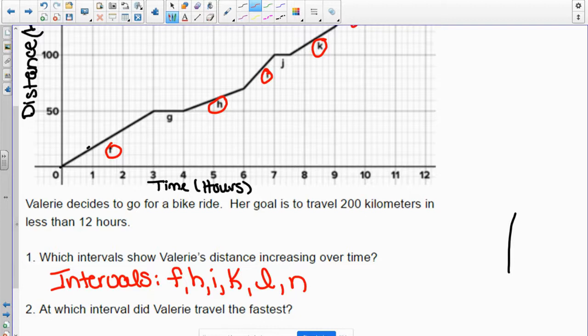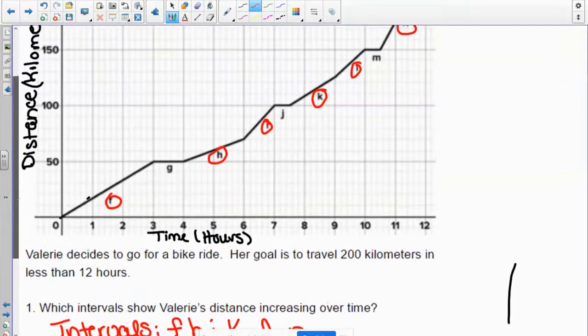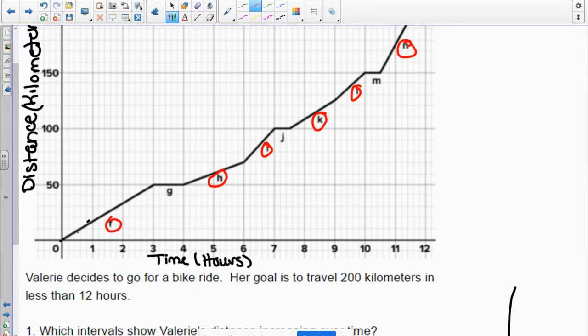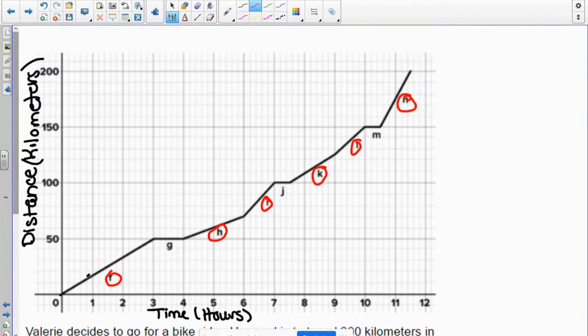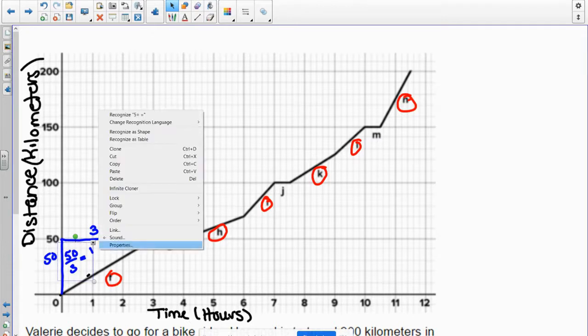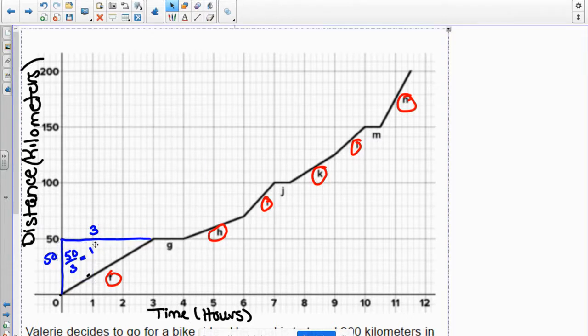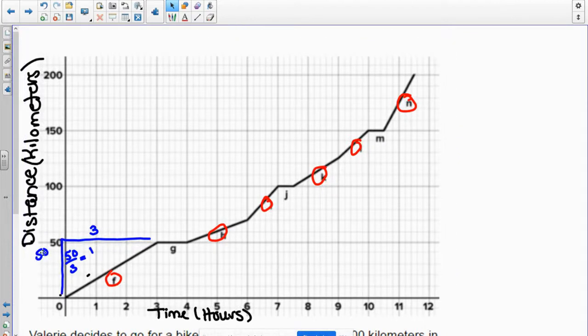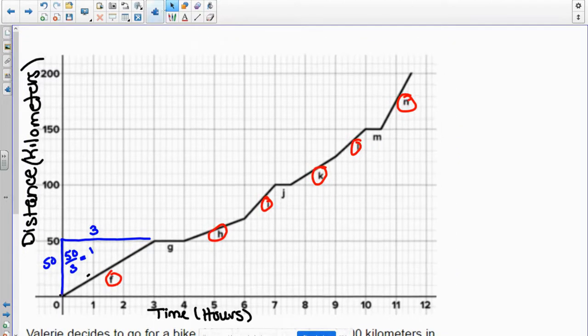At which interval does she travel the fastest? If you look, you're looking at slope, and we could do a little slope work here. So that change of 50 over 3. My rise is 50, my run was 3. So 50 over 3, if I divide that so I can get my unit rate, that'd be 16 and 2/3.